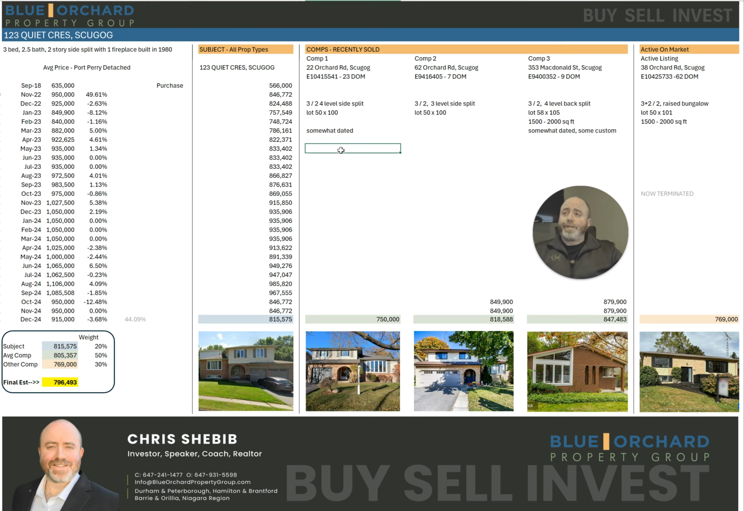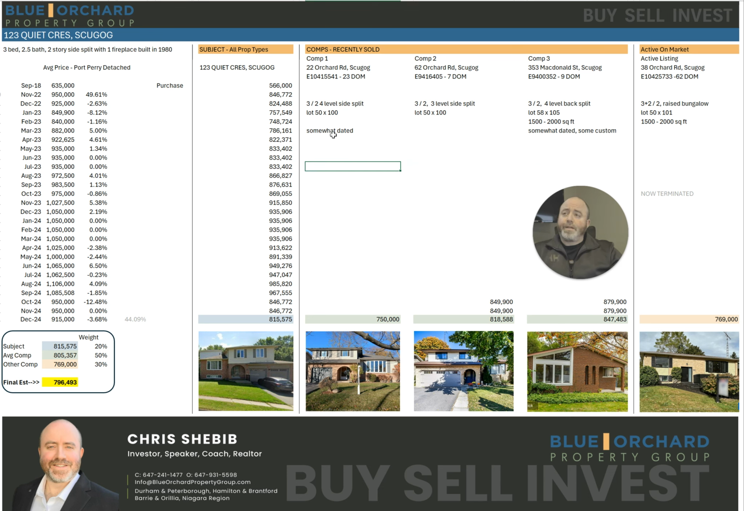So 22 Orchard, it's a 3-2, 4-level split. Again, we analyze the data. Even raised bungalows behave very, very differently than 4-level splits. 4-level side and back splits get a premium of probably about 20% on the market relative to bungalows. So we pulled specifically splits in each one of these cases.